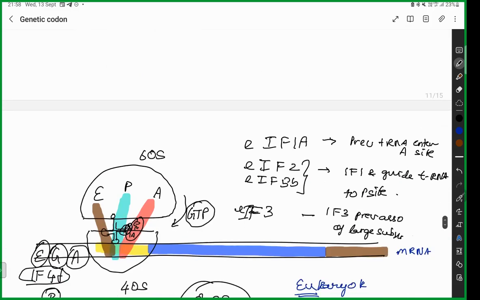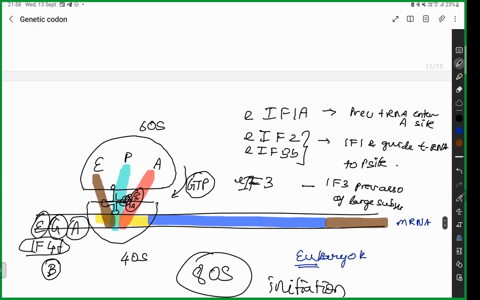Now, in addition to it, what is the difference between prokaryotes and eukaryotes is, here you are going to have an initiation factor 4. What is the role of initiation factor 4? This initiation factor 4 is going to consist of three subunits. What are the three subunits? A, G, E. Reverse it. A reversed, and here we reverse it to get E. So you have A, G, E. These three are the subunits of 4F.